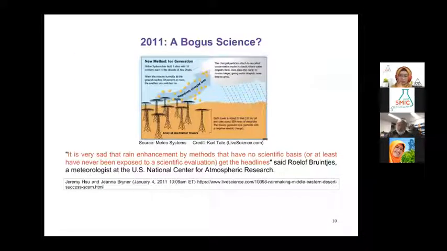Now, there are people involved in this area who perhaps take advantage of these ideas. This is an experiment that was carried out in Abu Dhabi in 2011, which claimed to have caused it to rain in the desert. Now, I take those claims with a large amount of salt. In fact, a prominent meteorologist at the US National Center for Atmospheric Research said it is very sad that rain enhancement by methods that have no scientific basis, or at least have never been exposed to a scientific evaluation, get the headlines. So you can see there are people in this area who are perhaps taking advantage of the lack of knowledge of how these things work.